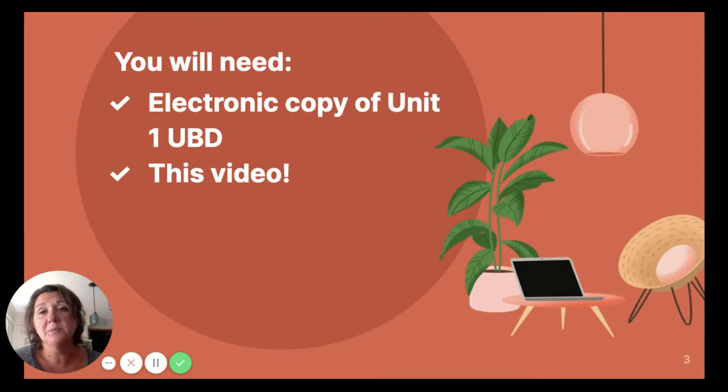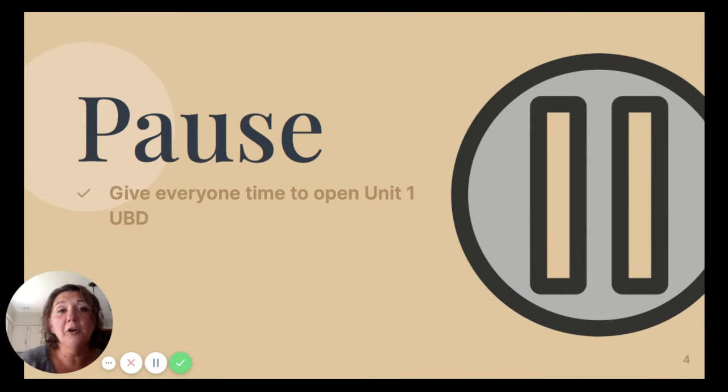In order to work through this process, you are going to need a few things. Your electronic copy of your Unit 1 UBD. You can find those in your shared drives, also known as team drives, what we used to call them, in your PLC folder. You also need this video. And if you're a subject that gets tested by iLearn, I would also suggest having the blueprint out for that. That would be helpful to have. Go ahead and pause the video. I'm going to ask you to do this several times to do the work together as a PLC. Get your materials together and then hit play when you're ready.